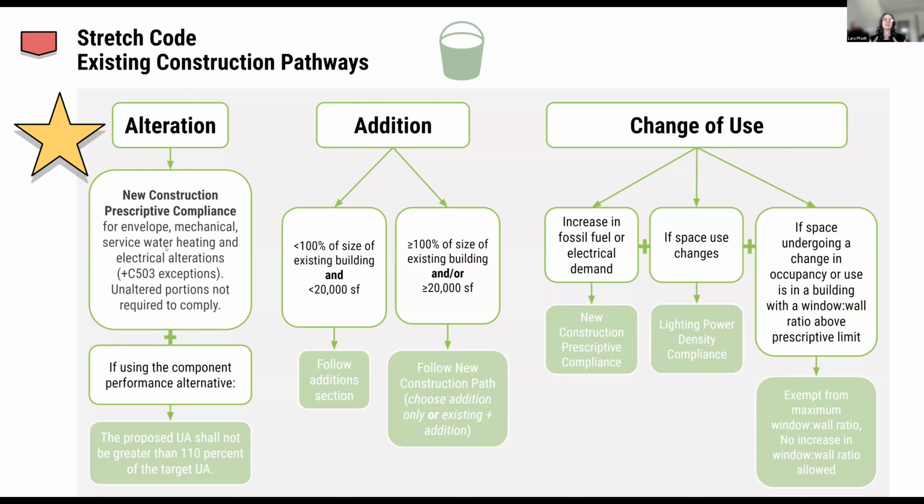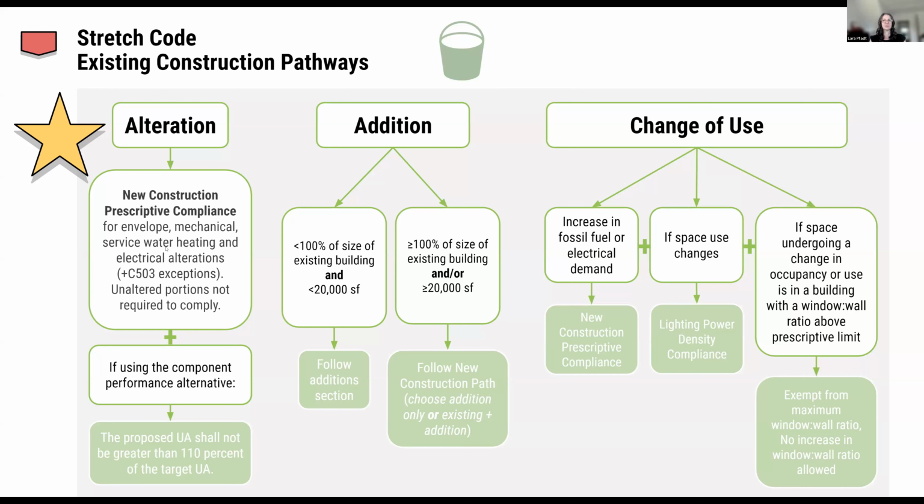And then additions. This one's a little more complicated, depending on if you're residential or commercial. In this case, we're laying out commercial. So if you're adding an addition that is 100% the size of the building, say it was a 15,000 square foot building and you're adding a 15,000 square foot addition, then that would move you into the new energy code. If it's less than 100% the size of the building and less than 20,000 square feet, you follow the addition section. Now, if we're talking about residential, that number is a bit different. It is a 1,000 square foot addition, not the 20,000.